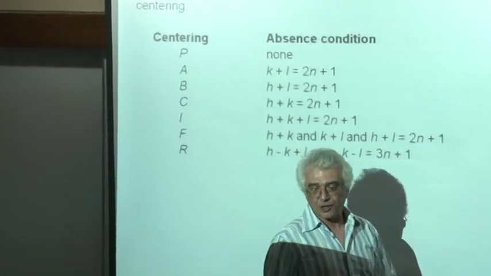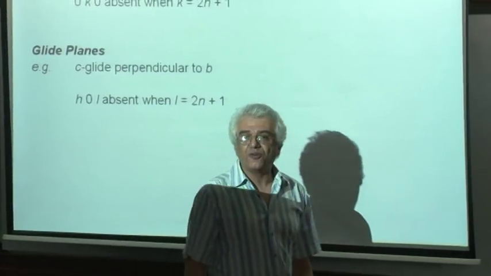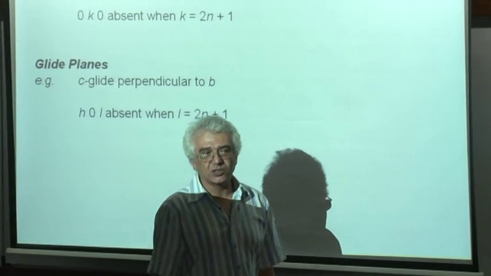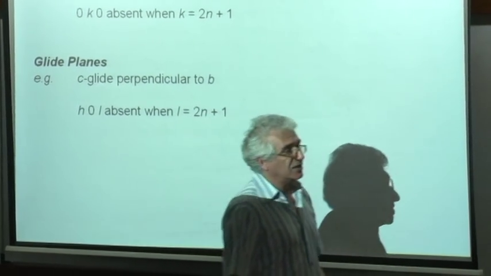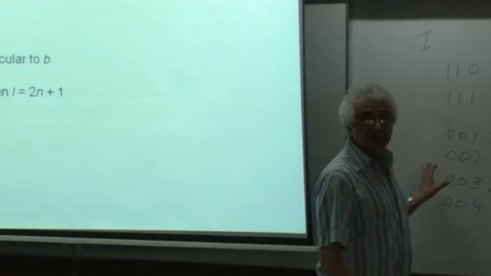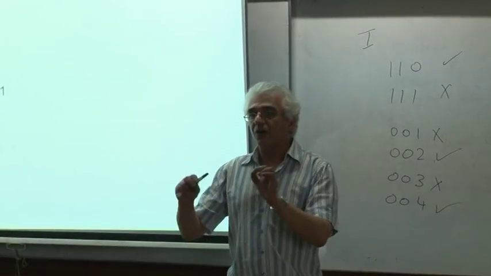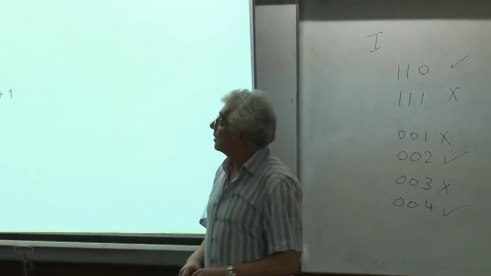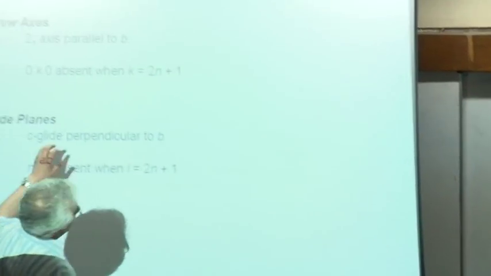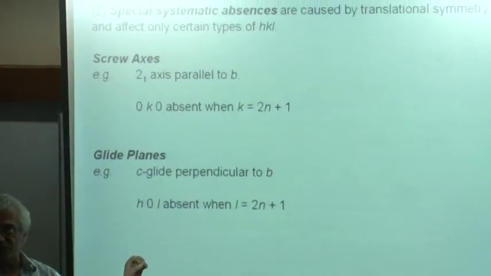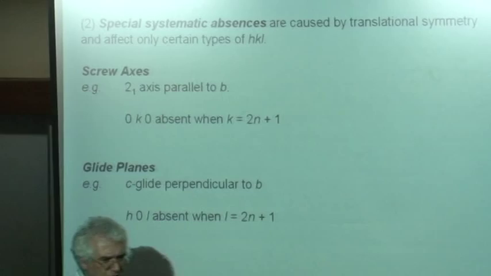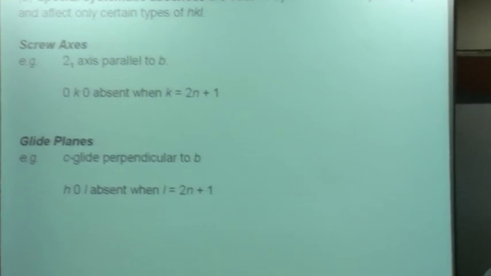That's the first stage. We then look for what we call special systematic absences, and the special systematic absences affect special kinds of reflections. These ones are due to translational symmetry. So what is translational symmetry?